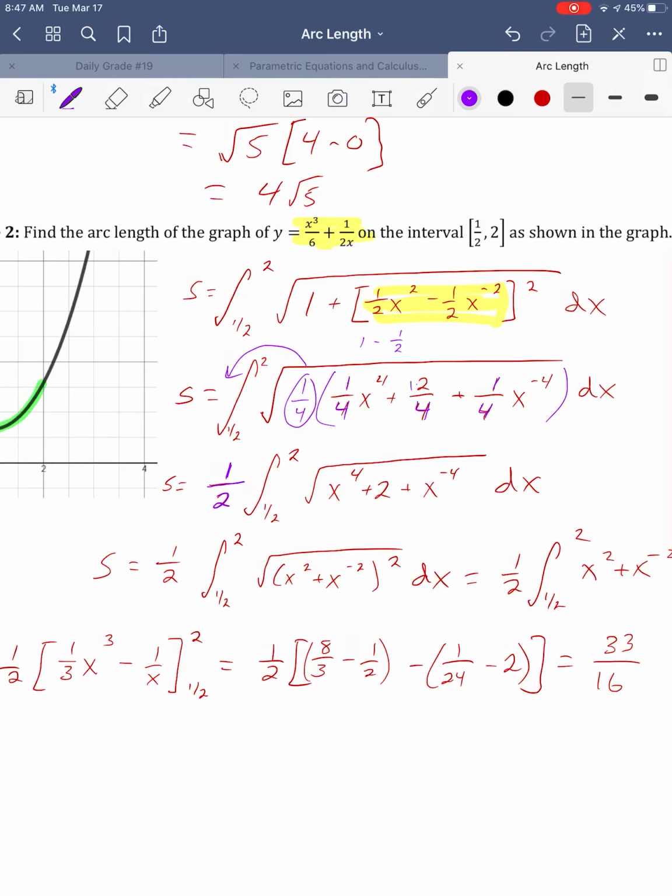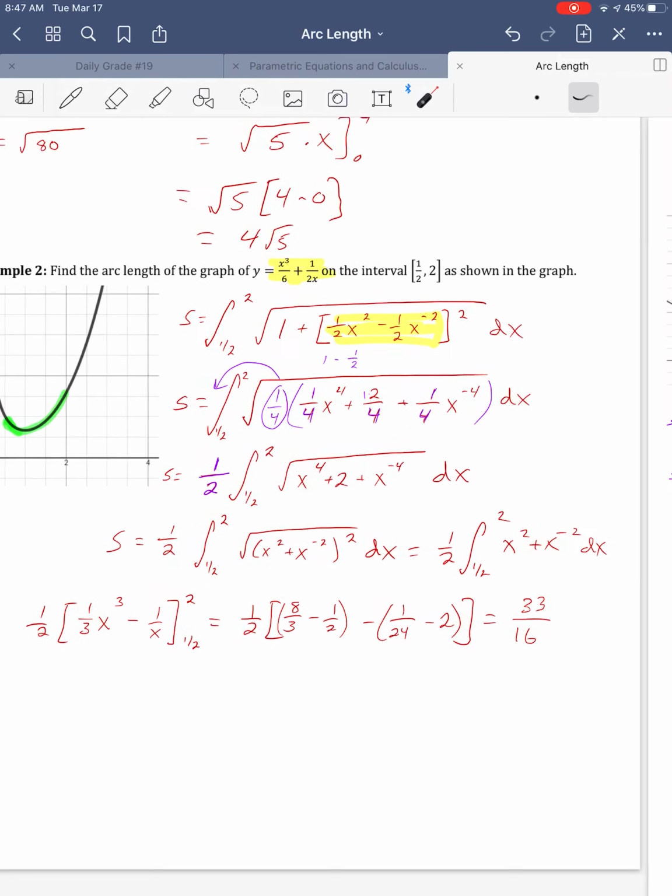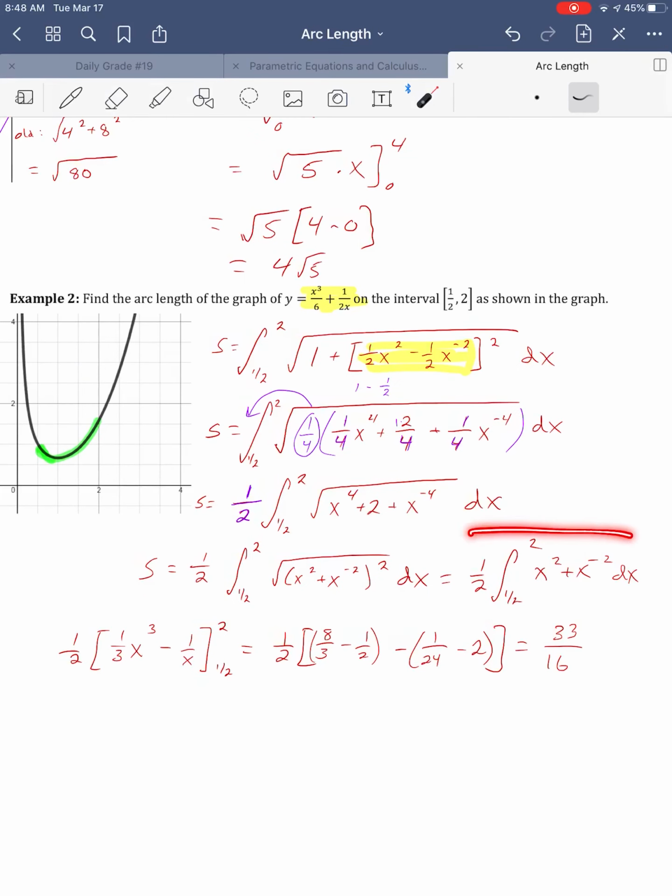And then what's left in the square root is x to the 4th plus 2 plus x to the negative 4. Now that's really helpful because that is a perfect trinomial. So if you were to go complete the square, that's the kind of thing you would get. So the next thing I did is I rewrote that trinomial as this perfect squared binomial. And the great news about that is the square root of that square can go away. And that turns this into a much easier integral to finish by hand.